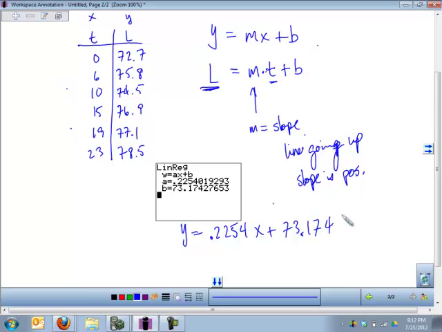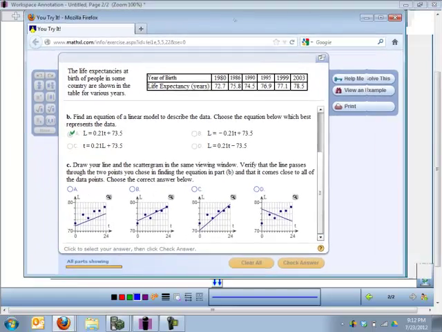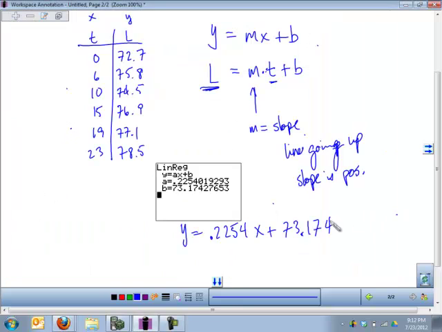Now, if you compare it to the choices that we had earlier, it's not exactly the same. The choices that we had earlier is 0.21 t plus 73.5. So it's not exactly the same thing, but it's quite different from the rest of the other choices. So you could do a linear regression calculation since you have the data in your L1 and L2. So that's just another way to find your regression line, your line that models the data.